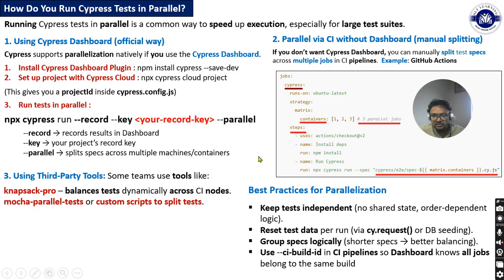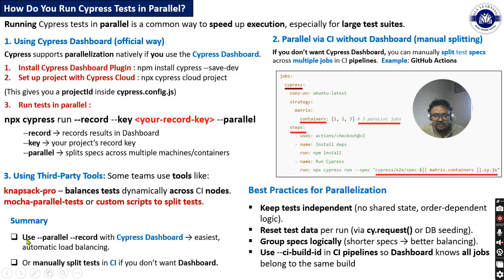And another way you can see, somebody will use the parallel record with the Cypress dashboard, which gives easier automatic load balancing. This is the easiest way, and most of the time, even in my experience, I also use the dashboard with Cypress Cloud, guys. So this is the best way. The manual approach is a little bit tricky and difficult, because debugging and all those things will be difficult when you implement this kind of logic.